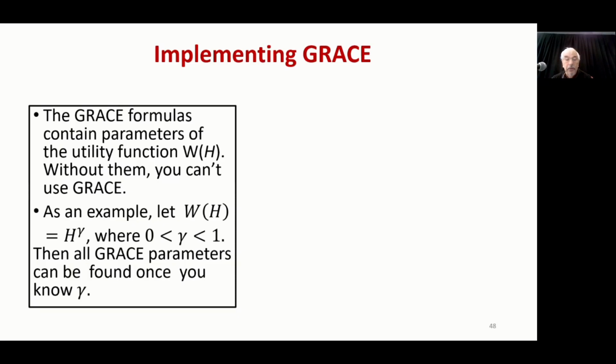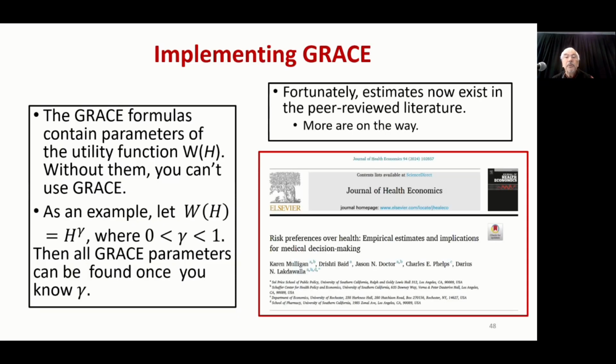You've got all the utility function parameters you need to make the adjustments. And fortunately, there now exists at least one measure of those preferences in the article coming out in Journal of Health Economics late last year, by Karen Mulligan and others, including Darius and myself. Now, this is for a representative U.S. population only, not Canadian. We might talk about that in the question and answer about how applicable that is.